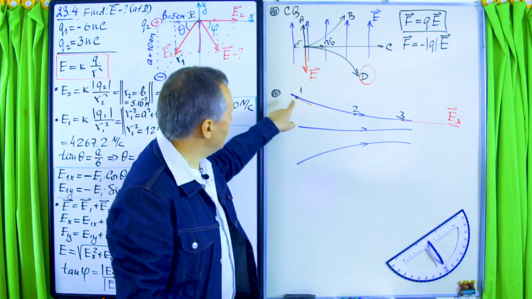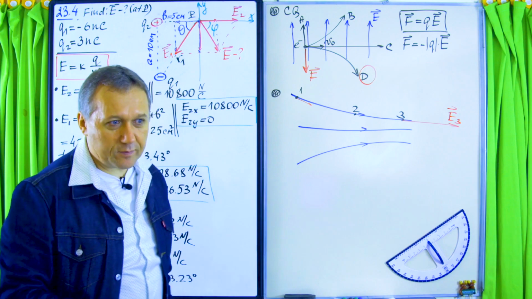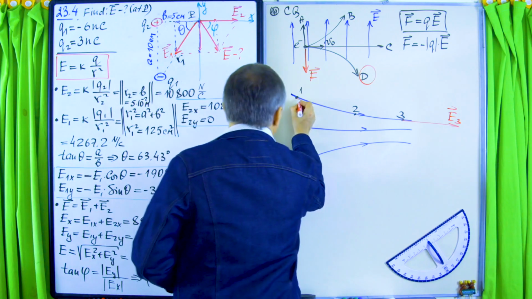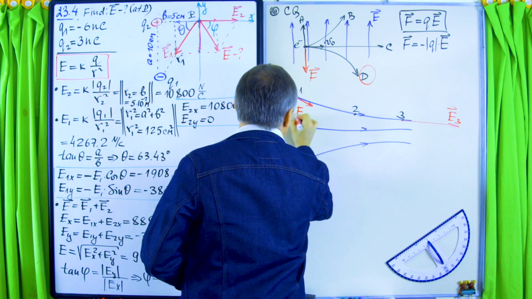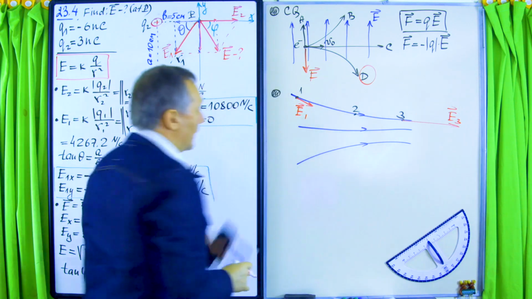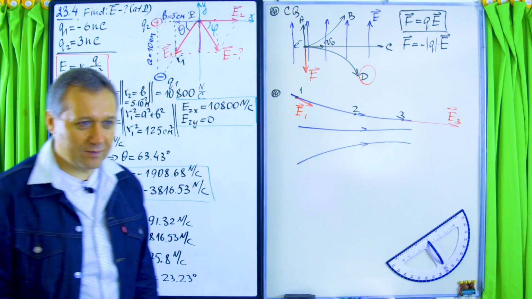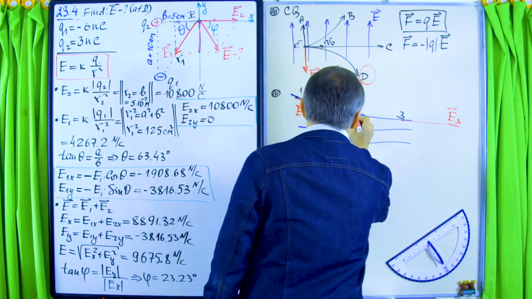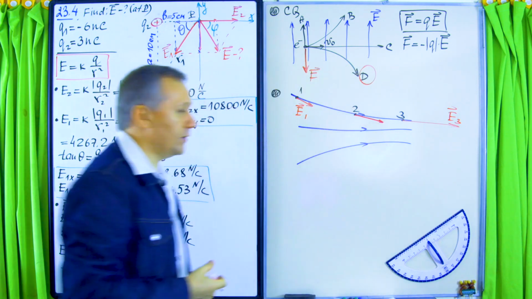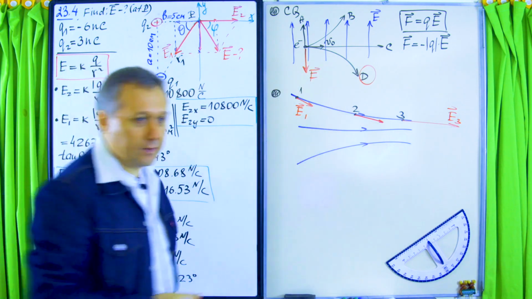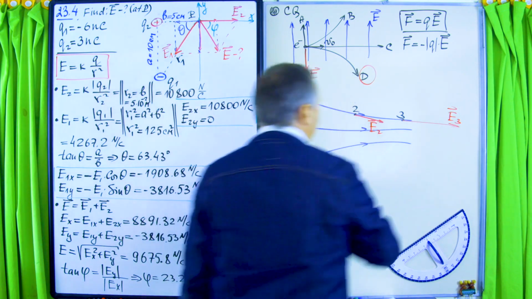Then here, the density of lines is smallest. So my electric field vector will be again tangent, but the shortest. And at point 2, it's something in between, in the middle, right? Again, it will be tangent, but now it will be slightly longer than E1, but shorter than E3. So it will be the E2 vector, right?